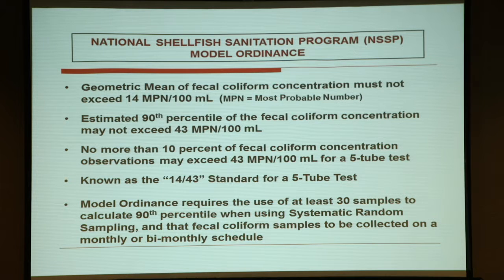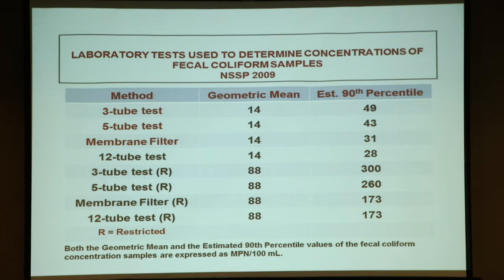At least 30 samples are required to calculate the 90th percentile, using systematic random sampling collected on a monthly or bi-monthly basis. Now, these are the NSSP standards for different laboratory tests used to determine the concentration of fecal coliform in water samples. The 5-tube test and the 3-tube test are the most common, but a lot of agencies are moving to the membrane filter test because it gives greater sensitivity. Note that the estimated 90th percentile changes with each test used as you move down the other side.